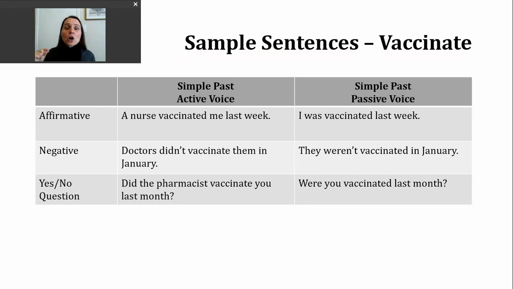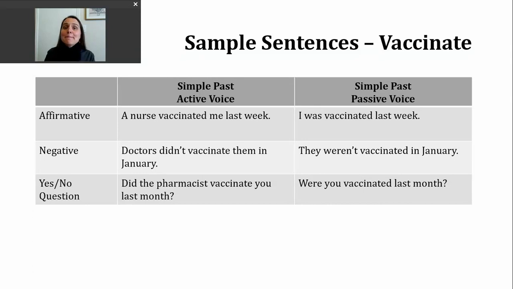So here are the things we should pay attention to. In the active voice, we have our subject and just the past tense form of the verb. In the passive voice, we use a past form of be, so that's going to be was or were, depending on what my subject is, and then we use the participle form of the verb. Here, past tense and participle are the same thing because it's a regular verb.